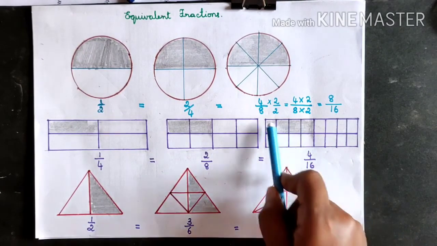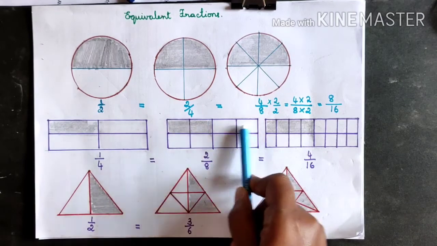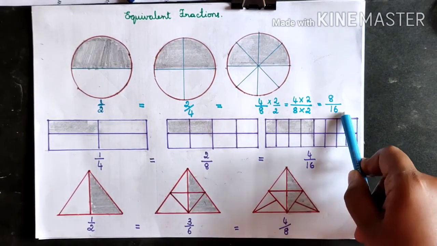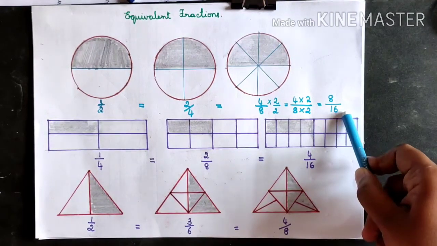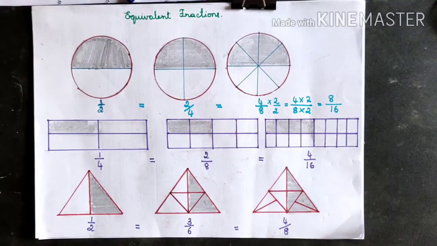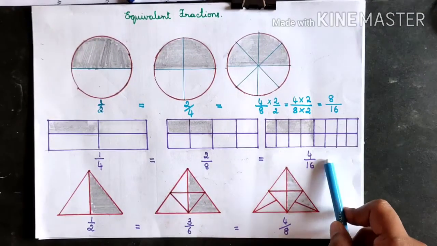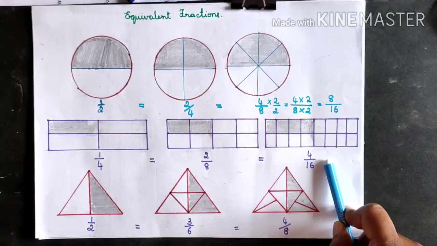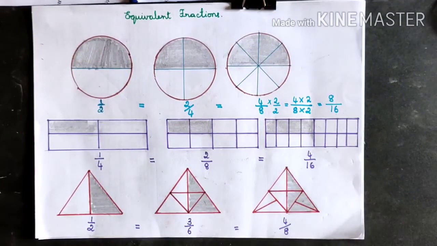So half, 2/4, 4/8, and the other equivalent fraction is 8/16. Let us find one more equivalent fraction for 1/4, besides 2/8 and 4/16. You can multiply this by any number, provided you multiply the numerator and the denominator by the same number.